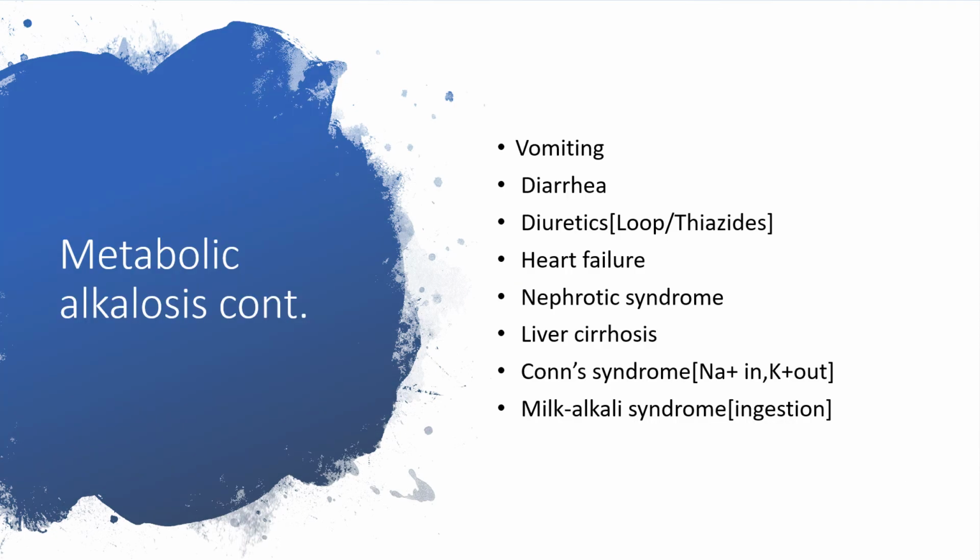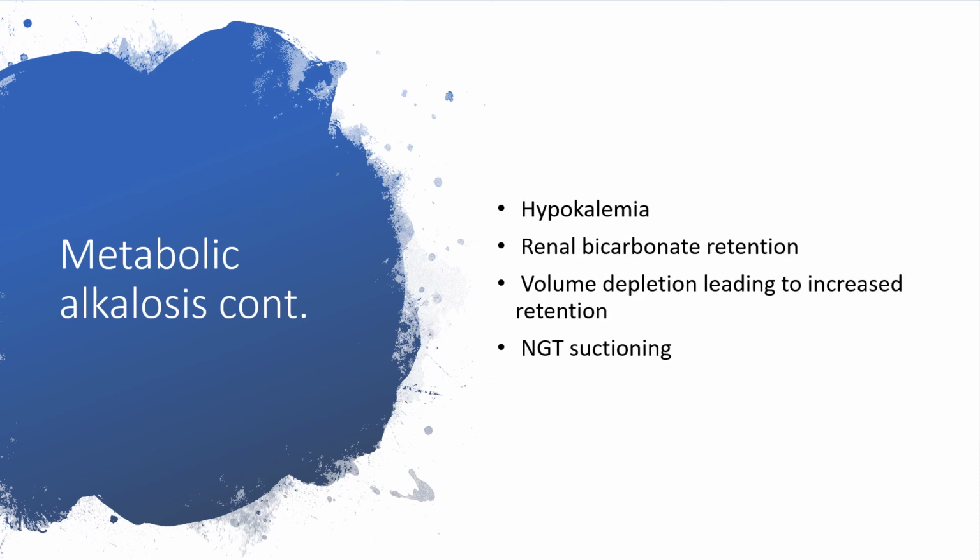Causes of metabolic alkalosis will include vomiting, diarrhea, diuresis, either loop or thiazide, heart failure, nephrotic syndrome, liver cirrhosis, Conn's syndrome that will retain sodium and lose potassium, and of course milk alkali syndrome. Other causes of metabolic alkalosis are hypokalemia, renal bicarbonate retention, volume depletion leading to increased retention, nasogastric tube suctioning.